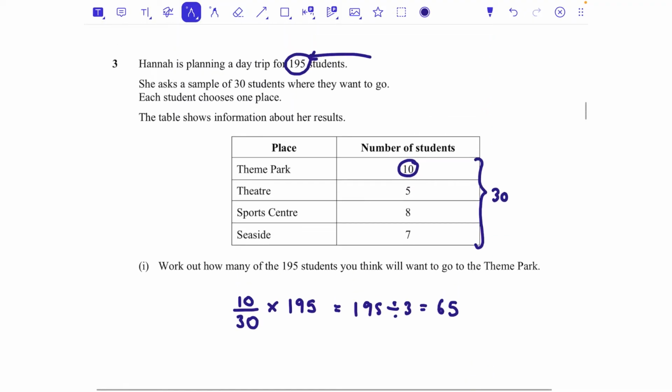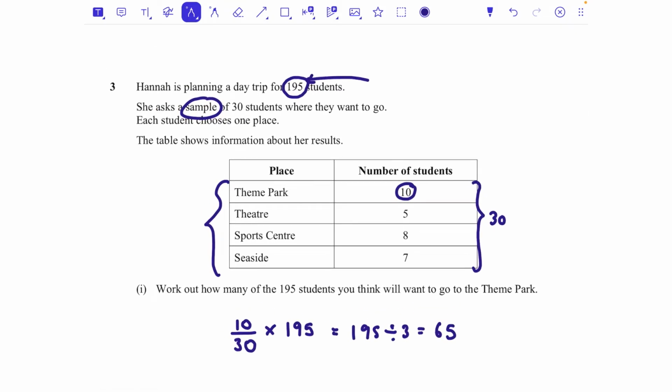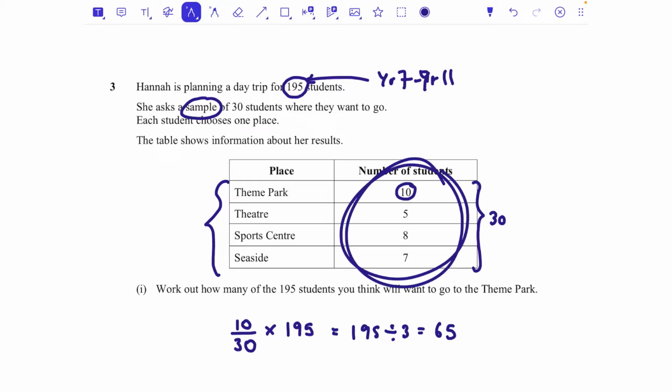So we are assuming that the 30 students she has asked, this sample that she's taken, are representative of the population. So that's a really important thing to say with sampling. You need to ask a mix of people. If she's taking 195 students from year 7 up to year 11, and then she only asks year 7s where they want to go for her sample, that might not be representative because we're going from year 7 up to year 11 and year 7s might think differently.